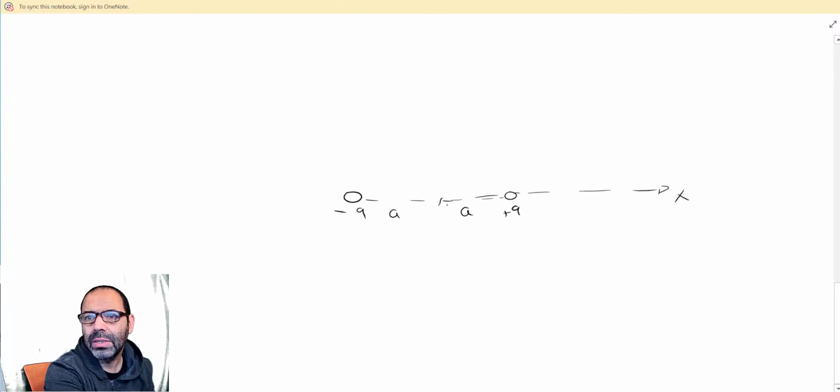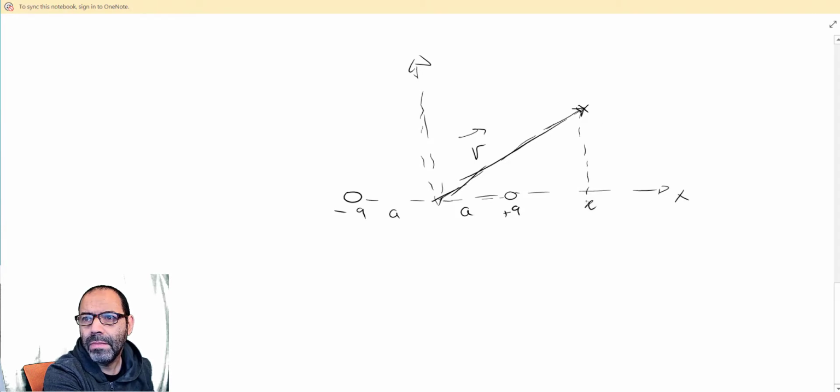So this is still the x-axis. This is still the y-axis. And I'm going to go to that same point in here, whose coordinates are x in the x-axis and y in the y-axis. And I'm going to find the potential in this point.